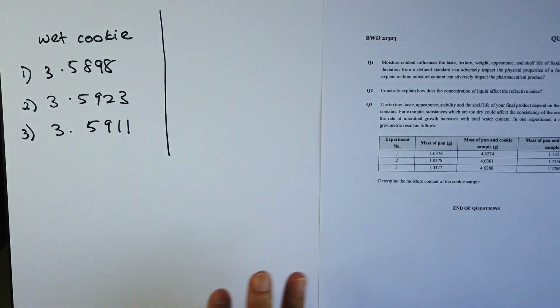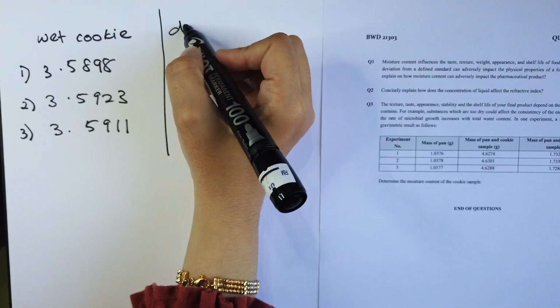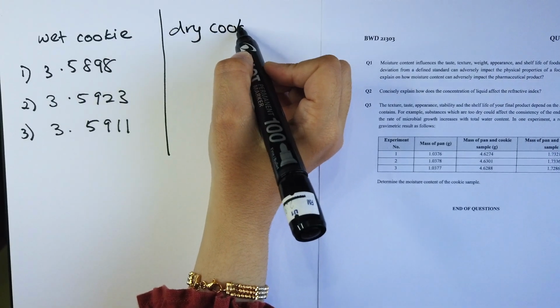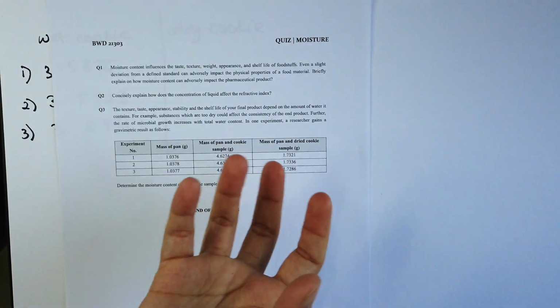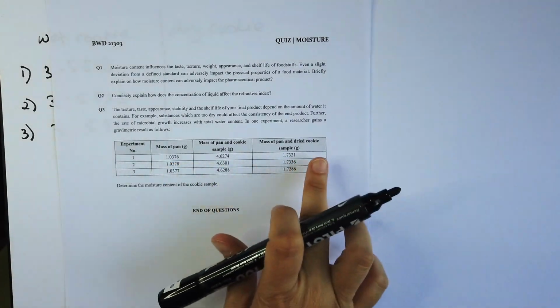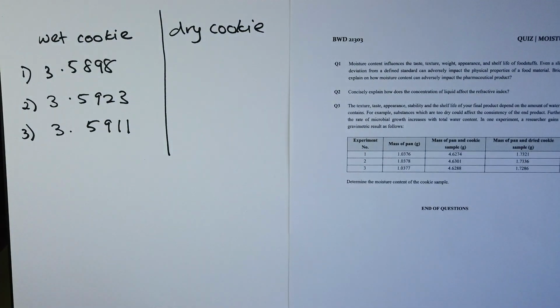And then you need to find the mass of the dry cookie. For the dry cookie, it's the same. You use the mass of the pan, because you are going to use the same pan. You have the pan, and then you put the sample. The pan with the sample, you put in the oven and then you will get the dry cookie. So for the dry cookie, you just have to subtract the mass of the pan. Same goes.